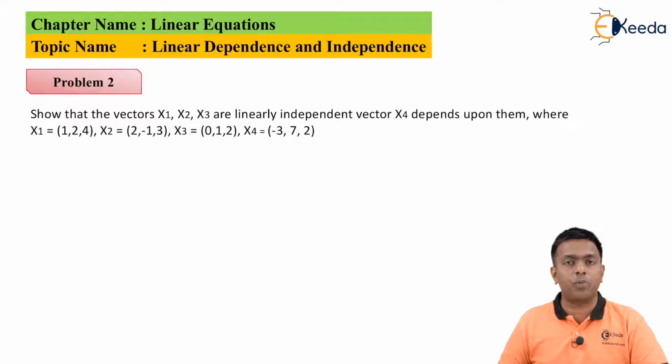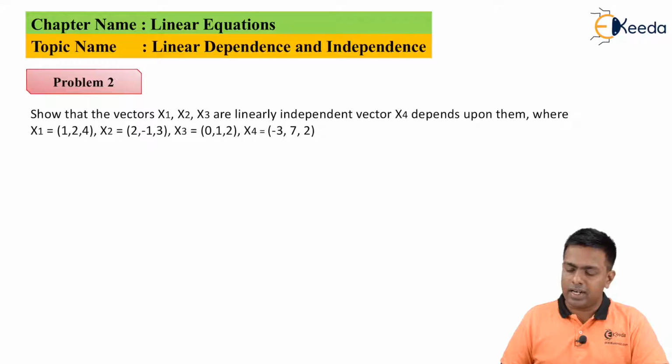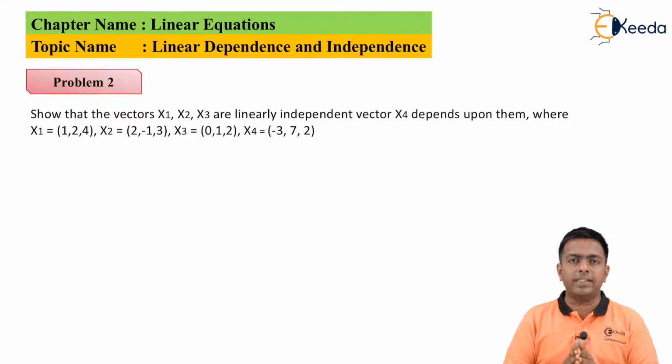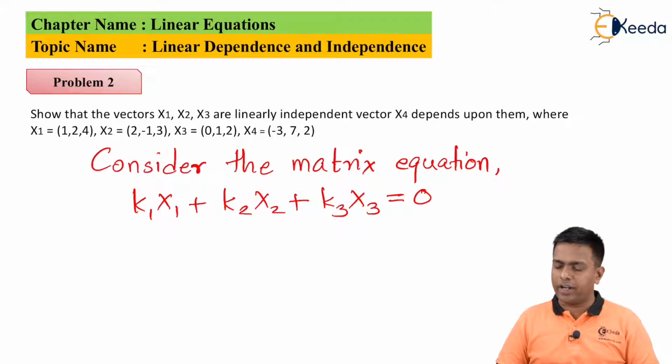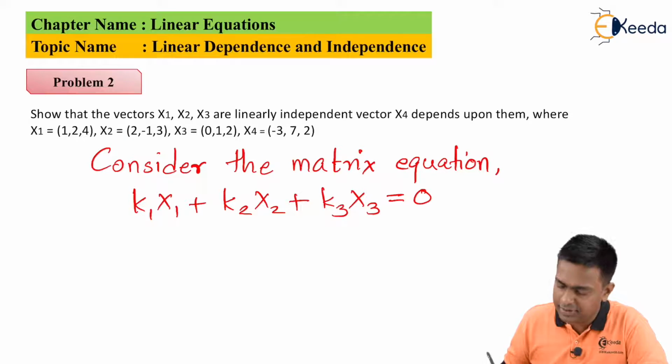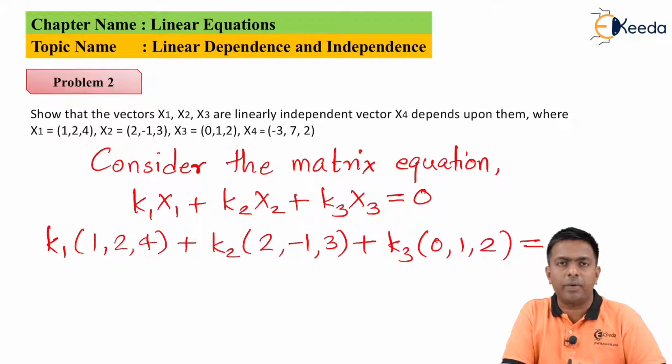So guys, to solve this problem, we have been given four different vectors. Now let's start with the first part, that is we'll show that the vectors x1, x2 and x3 are linearly independent. Now guys, whenever we want to show the given vectors are linearly dependent or independent, what we have to do is we have to consider the matrix equation. So first of all, I'll consider the matrix equation for the vectors x1, x2 and x3. Now guys, here the value of x1, x2 and x3 is given in the question and I'll substitute those values in this equation.